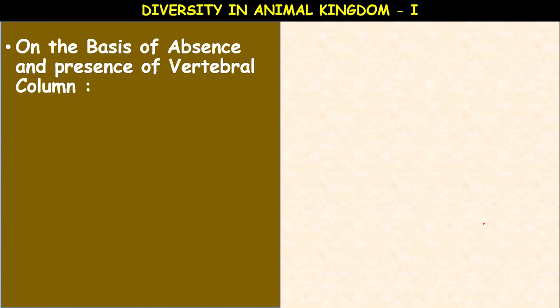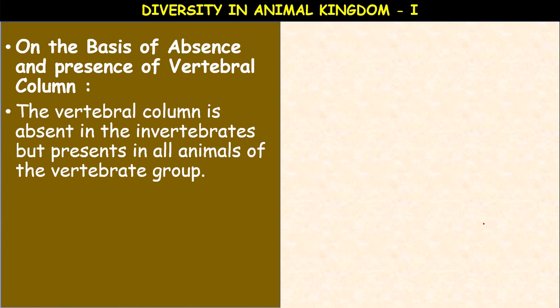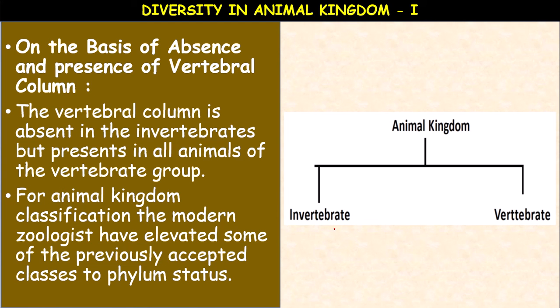Next, on the basis of presence and absence of vertebral column. Vertebral column means backbone. The vertebral column is absent in a group of animals called invertebrates, but present in all animals of the vertebrate group. For animal kingdom classification, the modern zoologists have elevated some of the previously accepted classes to phylum status. Okay, animal kingdom is divided into, in modern classification, invertebrata and vertebrata. Invertebrates are those animals without vertebral column. Vertebrata are those animals which possess a vertebral column.